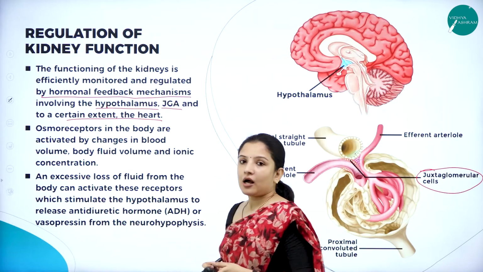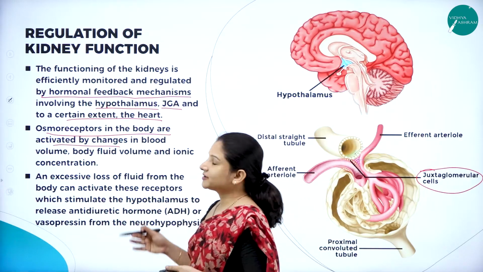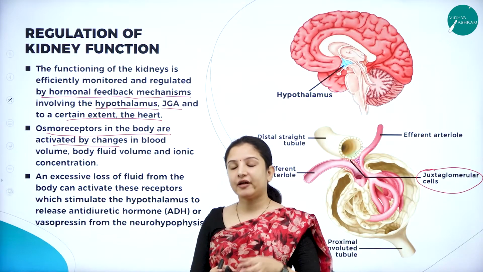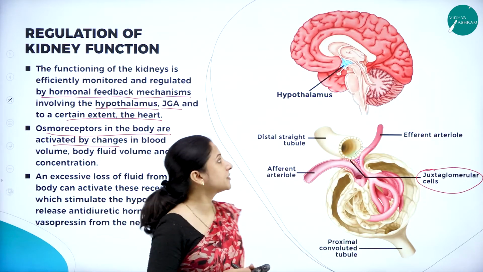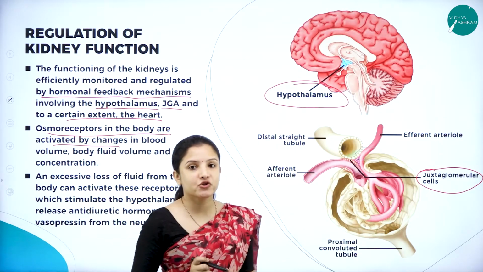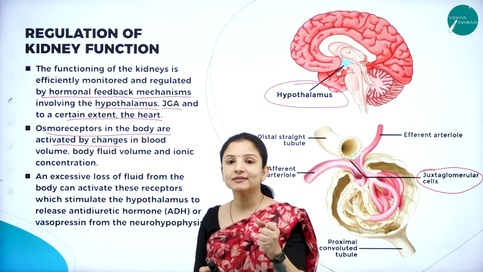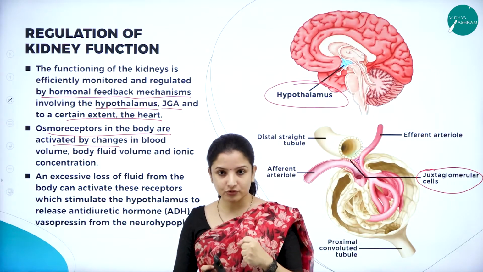Here, our body consists of certain osmoreceptors. So osmoreceptors in the body get activated. Where exactly are these osmoreceptors present? These osmoreceptors are present somewhere in the hypothalamus region of the brain. They are the ones that actually receive the signals for the osmoregulation process to occur.